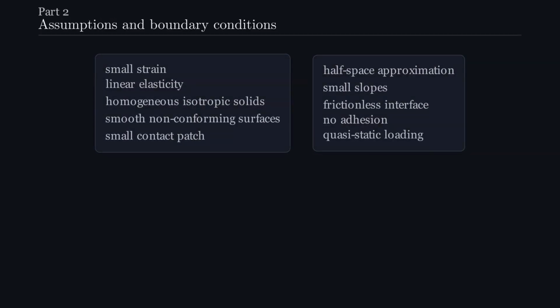These assumptions are the allowed operating conditions of Hertz theory. Small strain and linear elasticity allow displacement superposition. Homogeneous isotropic solids allow standard elastic constants. Smooth non-conforming surfaces justify a point-like initial contact. A small contact patch and small slopes justify the half-space approximation. Frictionless contact removes tangential traction. No adhesion prevents tensile contact pressure.